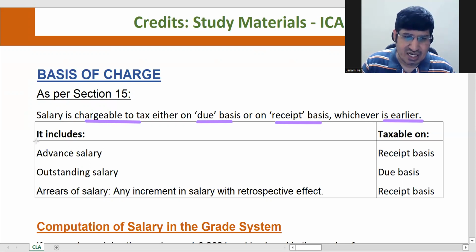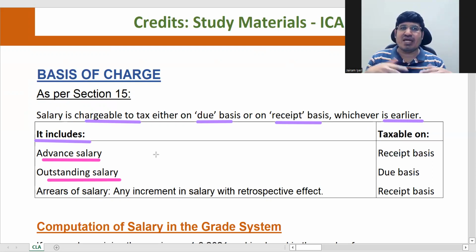So here, what are the things which salary includes? One is advance salary, second is outstanding salary. Advance salary is something you already know: when you are getting some salary in advance, that is advance salary. Now outstanding salary is when for some reason you haven't received your salary earlier on, that you are receiving now.